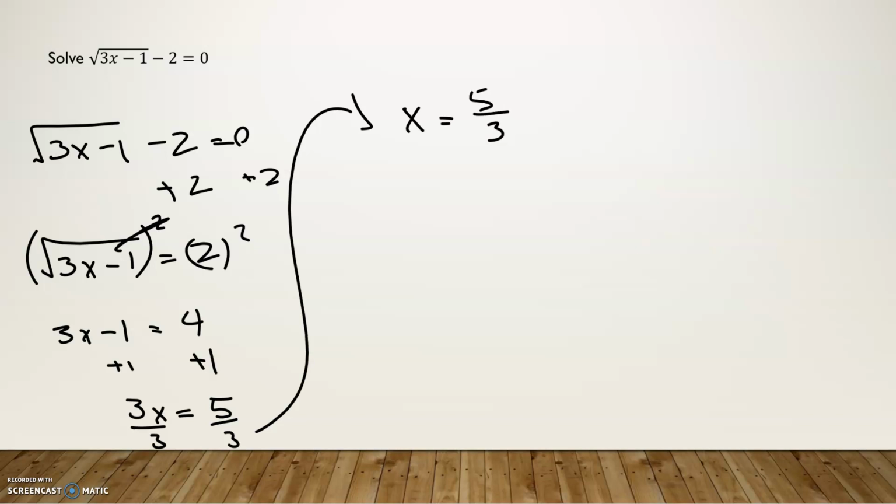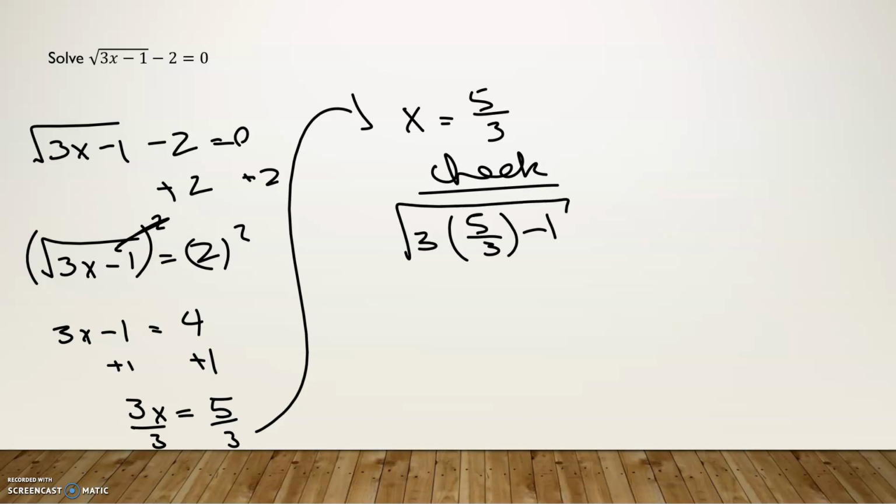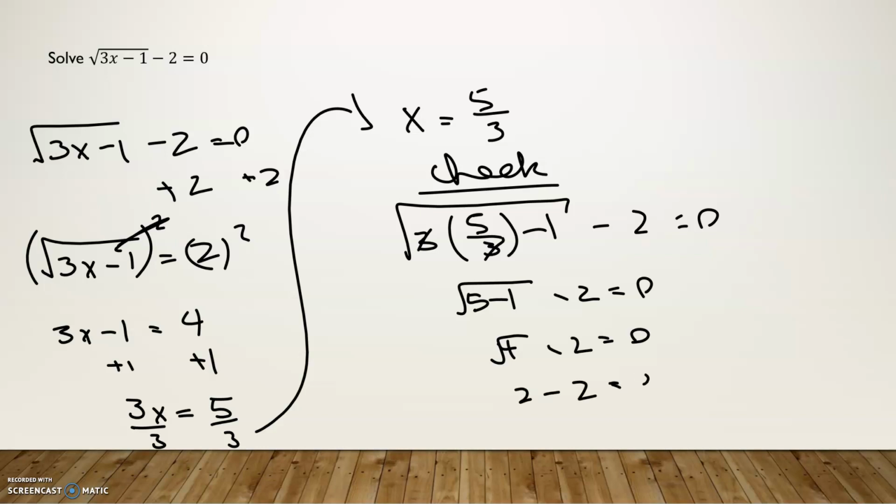Now what we need to do is check that, to make sure that that's an actual answer. Let me write that a little better. Okay, so we got the square root of 3 times 5 over 3 minus 1, minus 2 equals 0. The 3's cancel. I'm left with 5 minus 1, which is 4. The square root of 4 is 2. 2 minus 2 is 0. Okay, so x equals 5 over 3 is our answer.